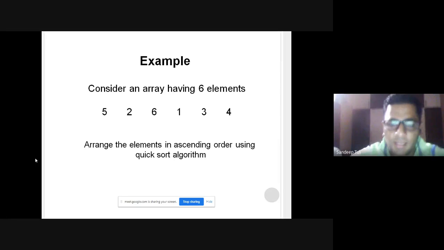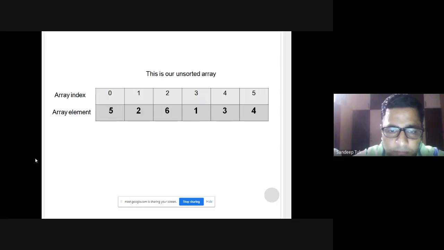So consider an array that has 6 elements right now: 5 2 6 1 3 4. Now we need to arrange the elements in ascending order using quicksort. This is our unsorted array. The indexes I have already mentioned: the upper row is the indexing and the second row is the elements of the array. So 0 1 2 3 4 5 are the indexes, and 5 2 6 1 3 4 are the elements.